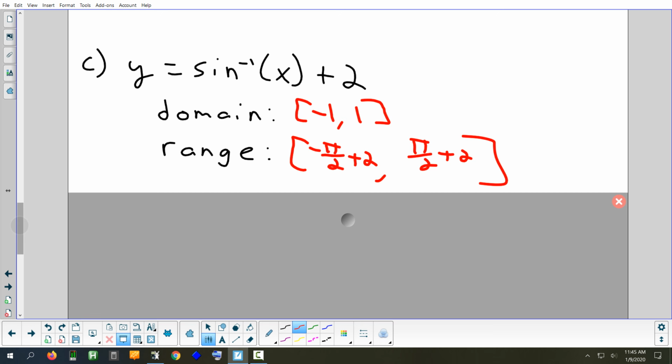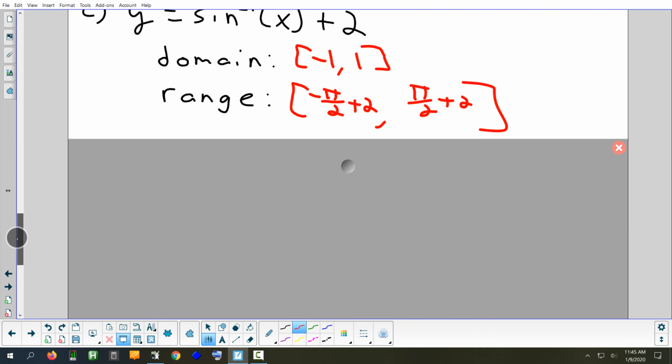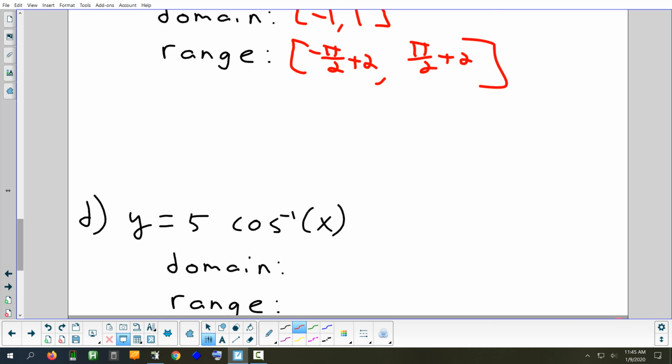Okay. So we've done different transformations, but we keep doing inverse sine, inverse sine, inverse sine. I think I have a different one. Inverse cosine. What kind of transformation is that 5? Vertical stretch. Vertical affects the range. There's no change in the domain in this one. So, what's the domain for inverse cosine? And you don't have to do anything to it. Helen? Yep. The domain is -1 to 1.